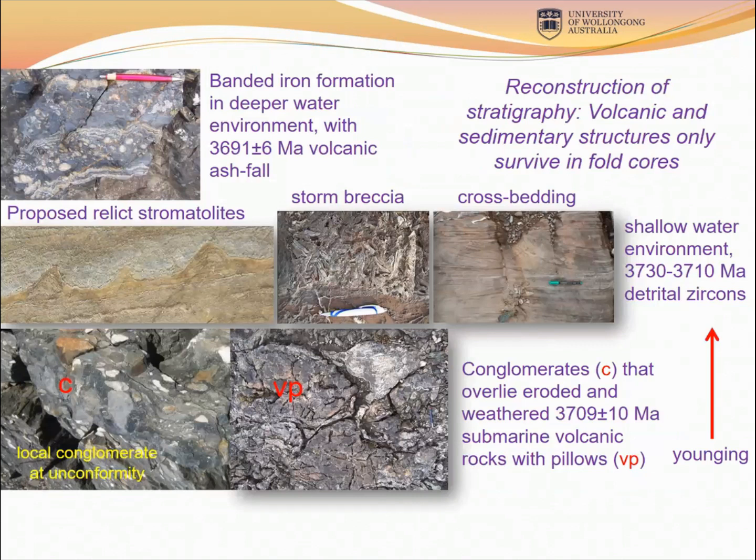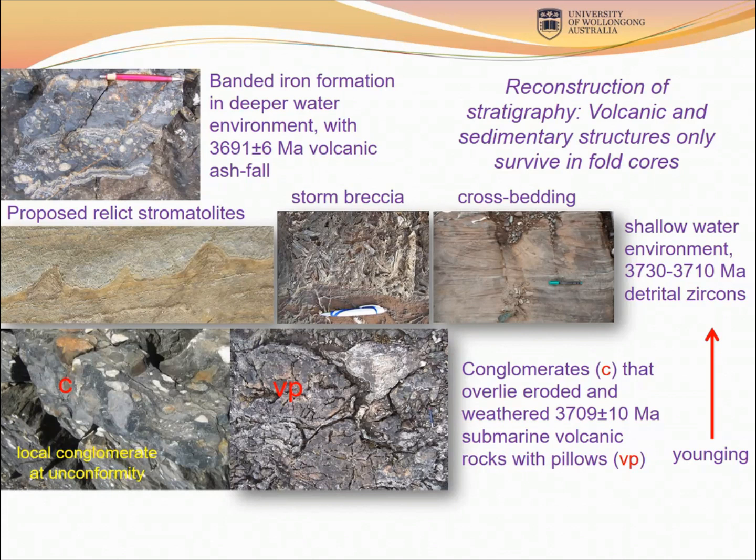And it's part of a stratigraphy that one can reconstruct. Below the stromatolites, you've got a series of meta-andesites, which have an age of 3,709 plus or minus 10 million years. And those volcanic pillows shown there are younging up into the overlying sedimentary rocks in this fault core. Locally, along the top surface of the meta-andesites and metabasalts, you have a polymict conglomerate at an unconformity.